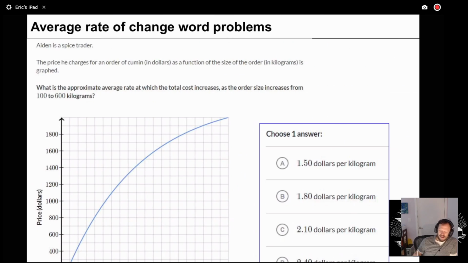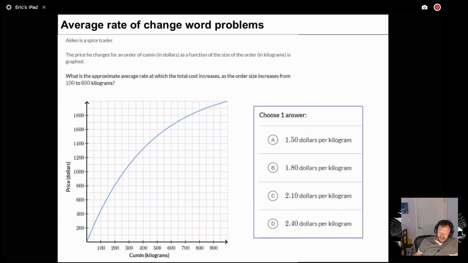Next problem, average rate of change word problems. Now we're wrapping the same concept up inside a word problem. And using the same reasoning, we're going to look here. Aiden is a spice trader. The price he charges for an order of cumin in dollars as a function of the size of the order in kilograms is graphed. What is the approximate average rate at which the total cost increases as the order size increases? There we go. Slope again.